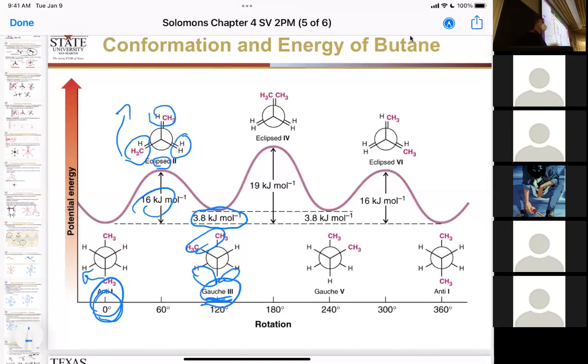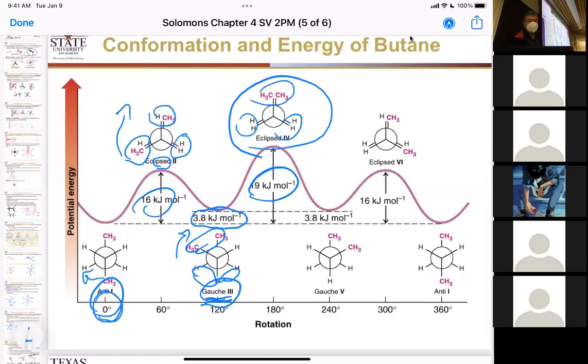But we haven't rotated all the way around yet. So let's rotate around another 60 degrees, and that gets us into our eclipsed, but that's the one where the methyl group is eclipsed with a methyl group. When we get to this point here, that's our highest energy, because remember, that's our highest level of repulsion. We have to add this plus this for a total of 19 kilojoules per mole. But then if we continue rotating around, we get down to our gauche position, which is the same energy as the other gauche position, but it's not our lowest energy.